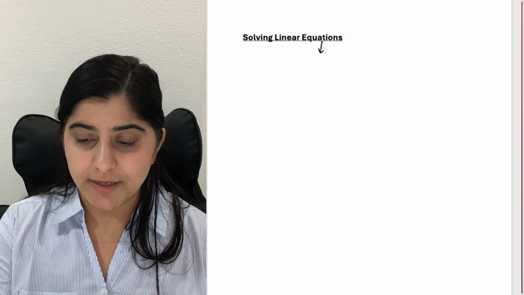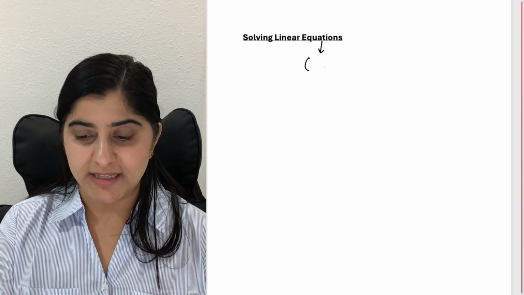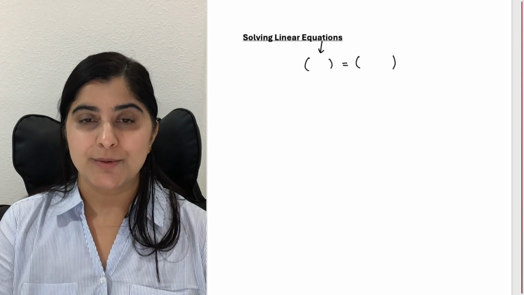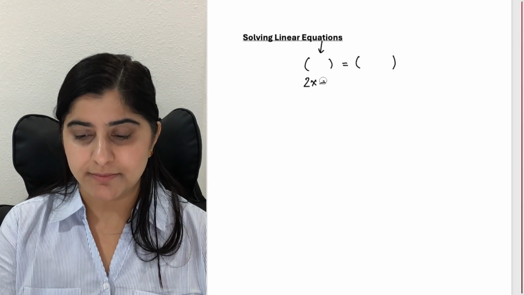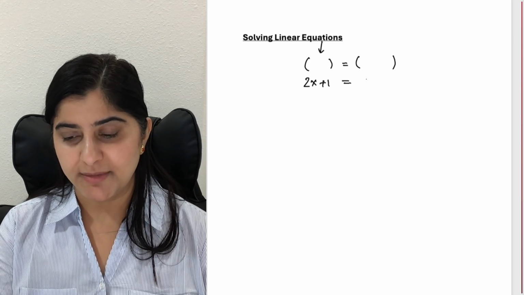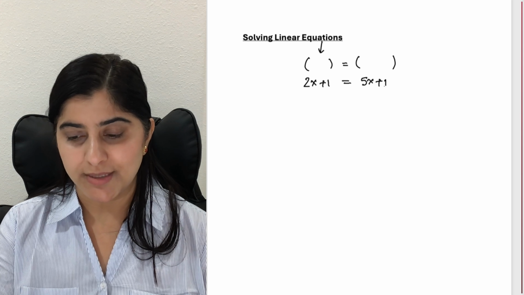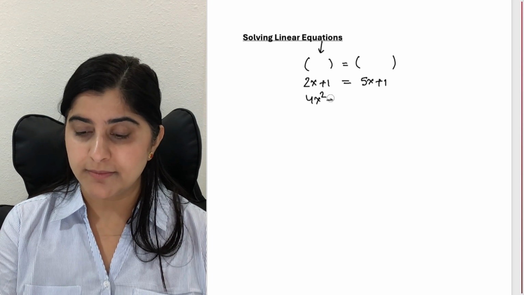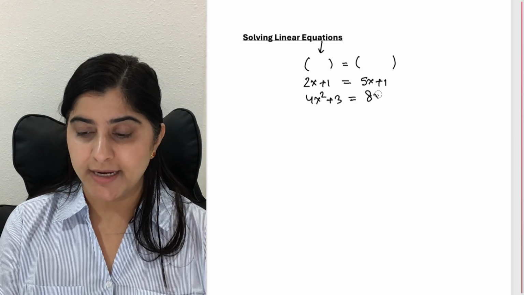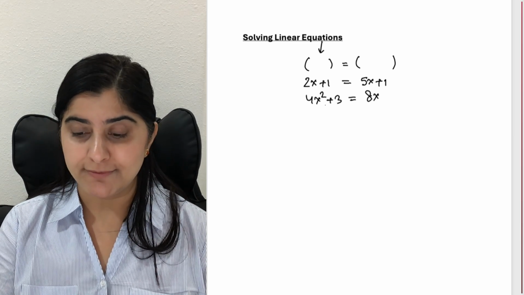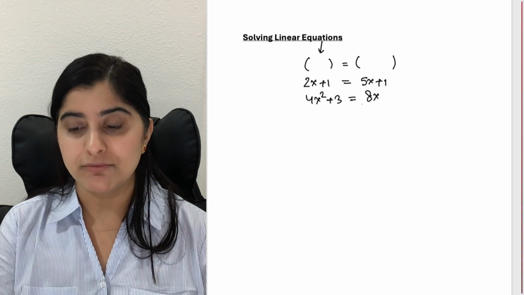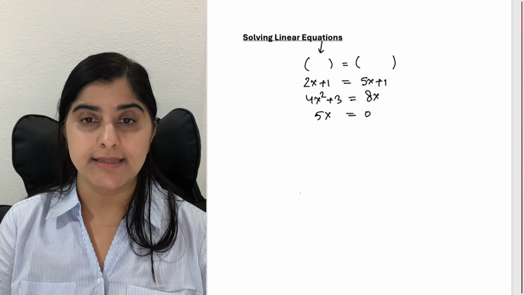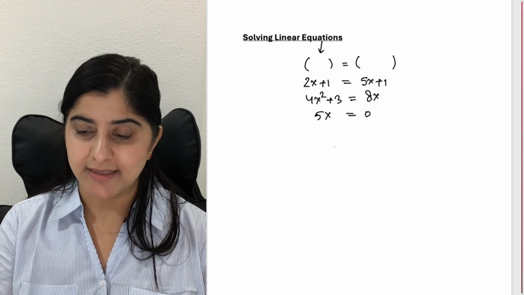So equations are two mathematical expressions with the equal sign in the middle. Anything like 2x plus 1 on the left, and on the right hand side again a mathematical expression, 5x plus 1, this is an equation. 4x squared plus 3 is equal to 8x, this is again an equation. We have any two mathematical expressions and an equal sign in the middle. Okay, so these are the equations.